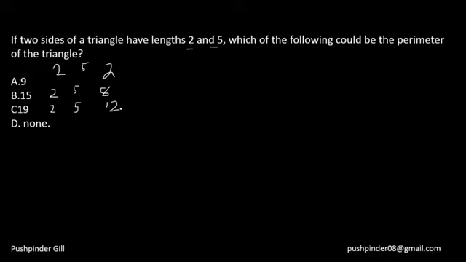Now, are these triangles possible or not? Well, the sum of any two sides has to be greater than the third side. If I see 2 plus 2 is 4, which is not greater than 5, it can't be a triangle. 5 plus 2 is 7, which is not greater than 8, not a triangle. 5 plus 2 is 7, which is not greater than 12, not the answer. That means my answer is that none of them will make a triangle. So it's very important, when you see which of the following could be a triangle or could be the perimeter of the triangle, make sure you use that the sum of any two sides is always greater than the third side, no matter which two sides you choose. Then only it will be a triangle.